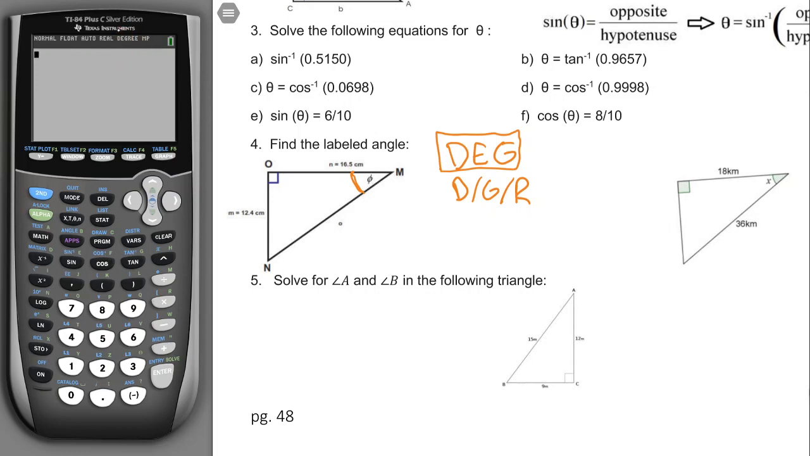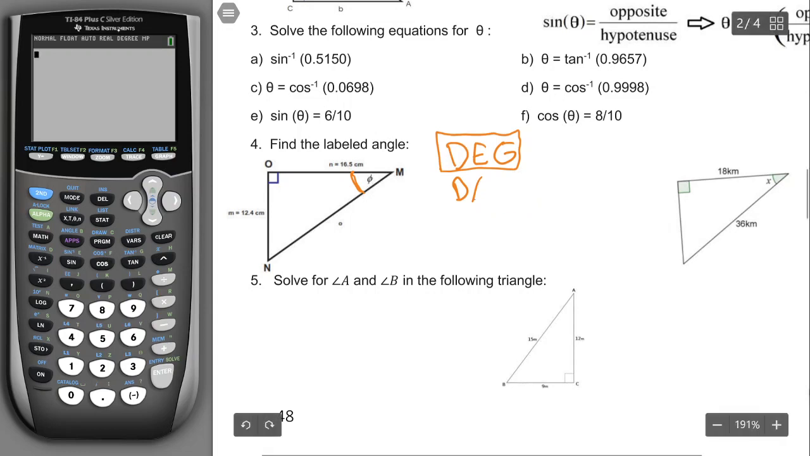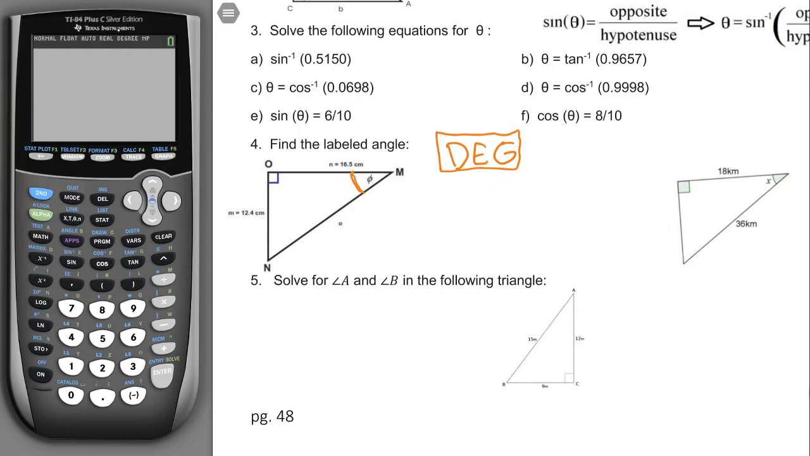So make sure that you are in degree mode, because otherwise you're going to get something called G, which is gradients, or R, which is radians. And we're not even going to talk about those. They aren't really relevant to this course. You want it in degree mode. So hit your DRG button if you have one, or sometimes you need to go into the mode or settings to change it into degrees.